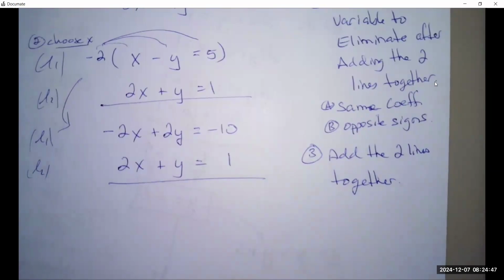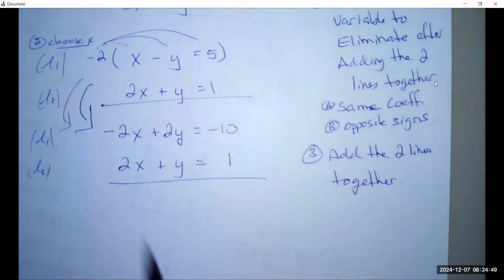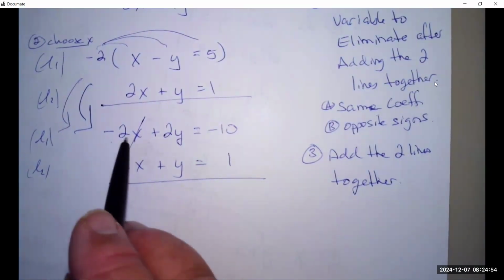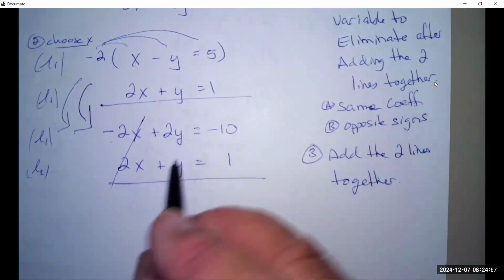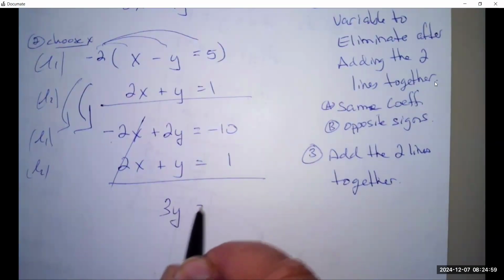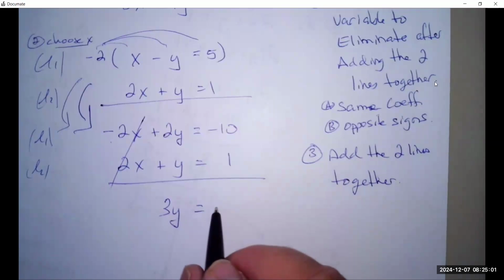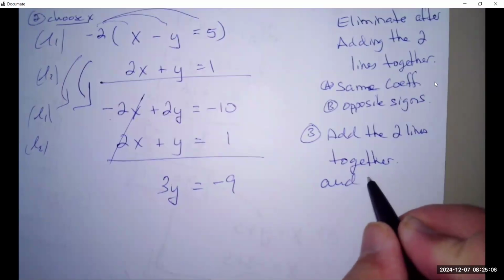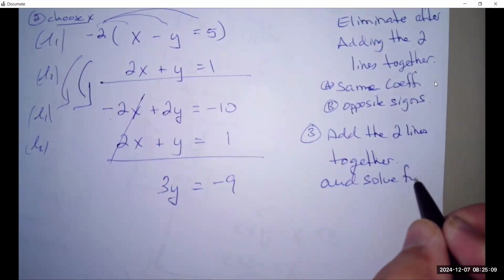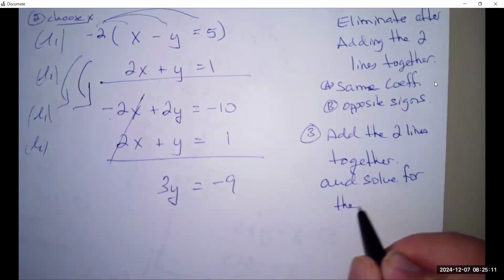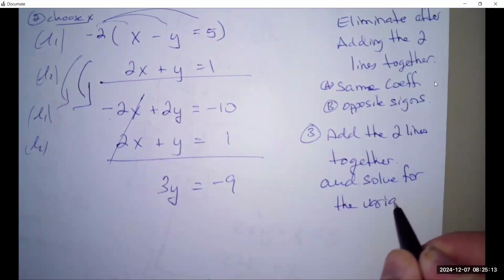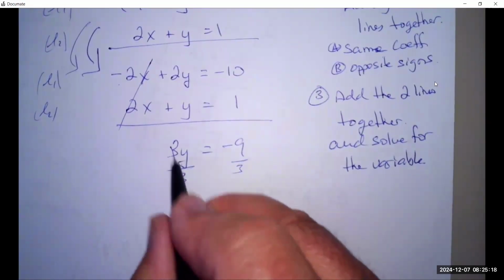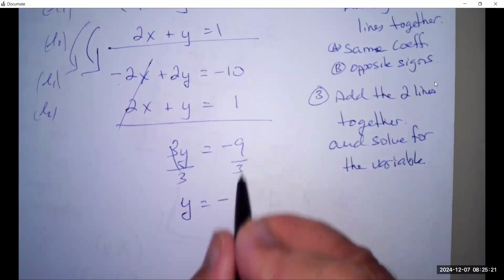Because what should happen now is one of these variables should disappear. And sure enough, negative 2 and 2, we have 2Y plus Y is 3Y. Negative 10 plus 1 is negative 9. And solve for the variable, the only variable. So Y is equal to negative 9 divided by 3.